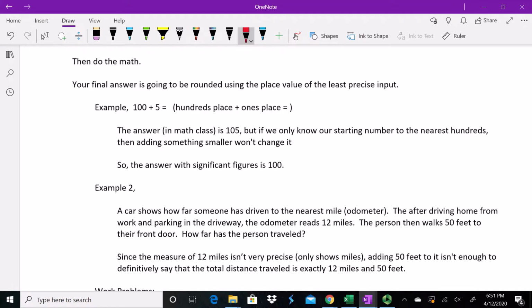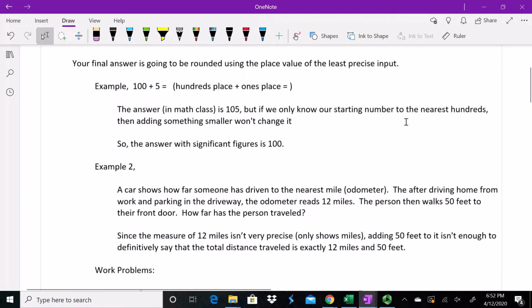For that first mile that you drove, the odometer read 0 miles. And then as soon as you hit 1 mile, it rolled over. So then it said 1 mile for a while. Who knows when it rolled over to 12 miles? An extra 50 feet probably isn't going to do a whole lot to it. Since the 12-mile measurement isn't very precise, adding an extra 50 feet, which is way more precise, isn't really going to change the original value of 12 miles very much.